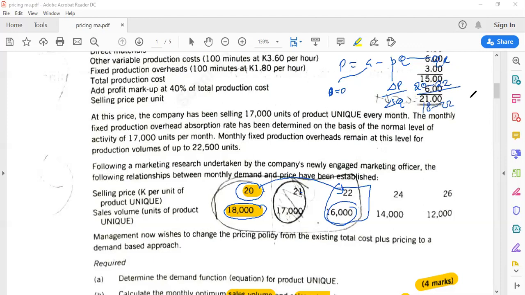So what do we have there? We have 20 minus 22 over 18 minus 16. So this minus this is 2 over, so that is 16,000, which is going to give you how much thousand? It is going to give you 2,000. So when you divide 2,000 in that figure, you're going to get 0 point, another 0 point, then 1. So B is equal to 0.01.